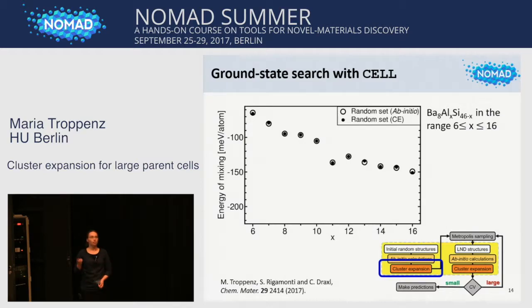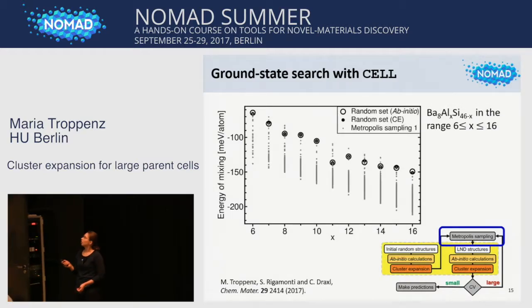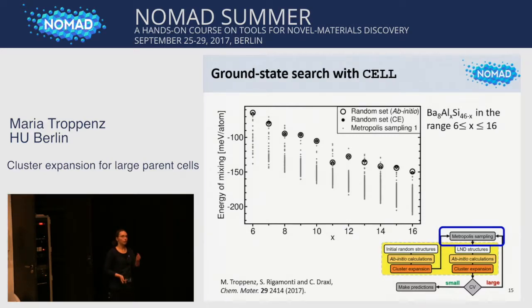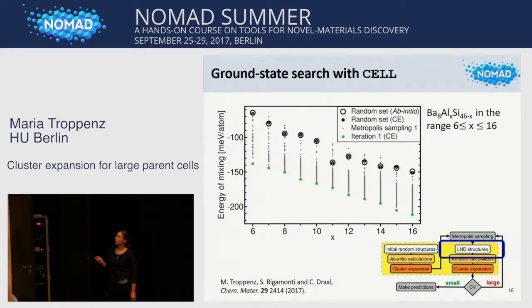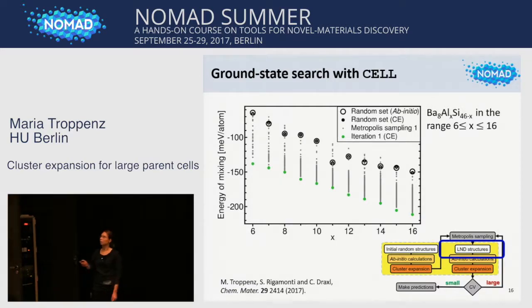With this cluster expansion model, we now search for new lowest non-degenerate structures, so we perform a Metropolis sampling in each composition, and these are the gray dots. From this Metropolis sampling, as I said, we retain the lowest non-degenerate structures for each composition. These are the green ones.